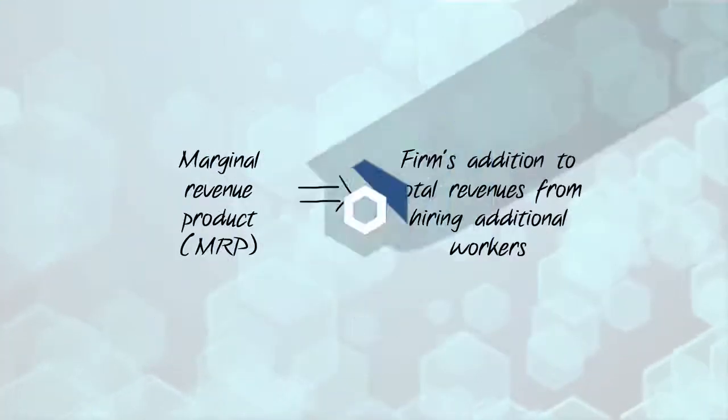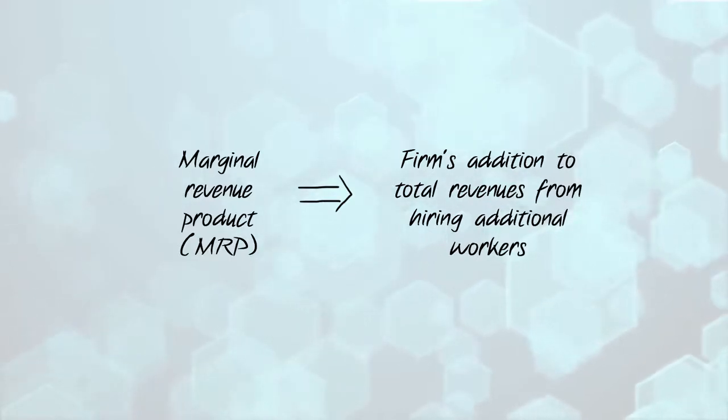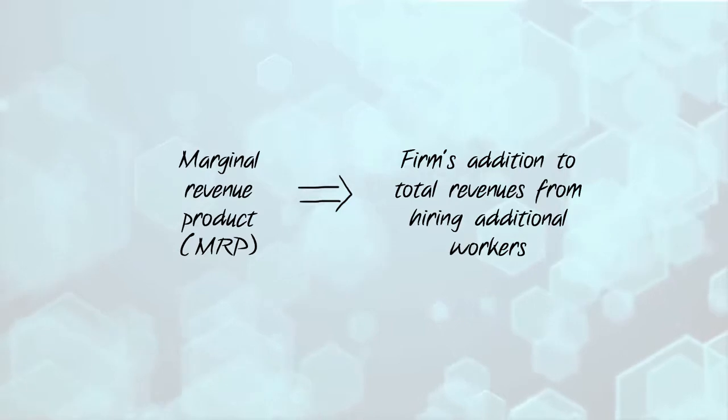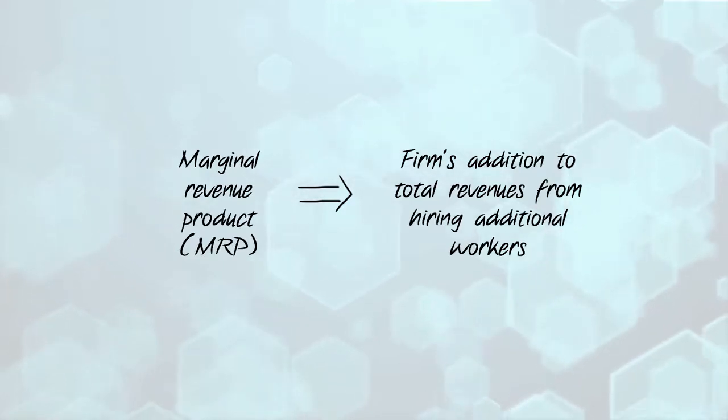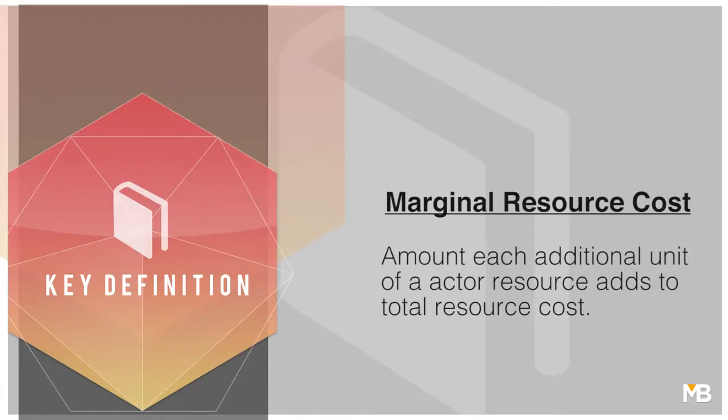That's right, the firm's addition to total revenues by hiring an additional worker is simply the marginal revenue product. Now, what about the addition to cost? Here, we can define the marginal resource cost simply as the amount that each additional unit of a factor resource adds to the firm's total resource costs.